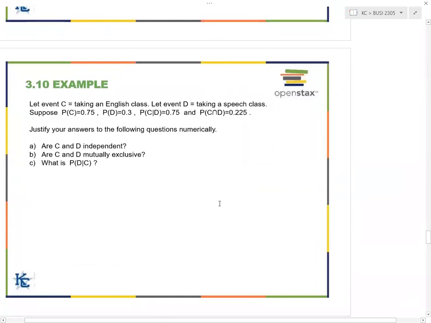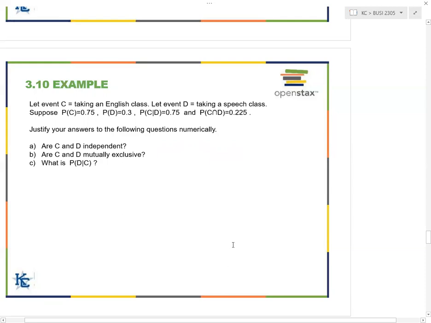Let event C equal taking an English class. Let event D equal taking a speech class. Suppose the probability of C equals 0.75 and the probability of D equals 0.3. The probability of C given D is 0.75, and the probability of C intersect D is 0.225. Are C and D independent?